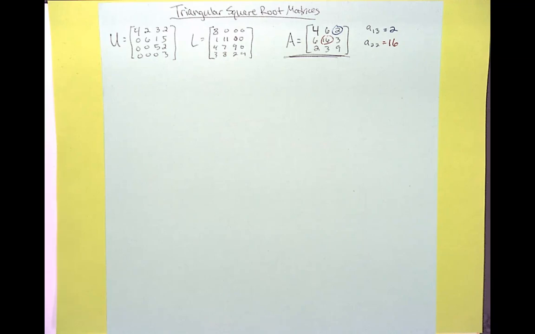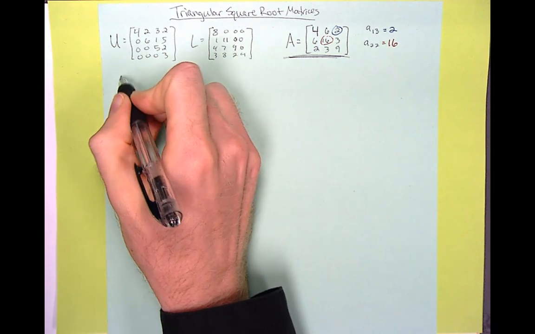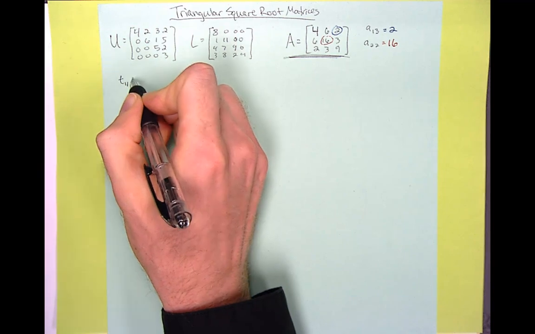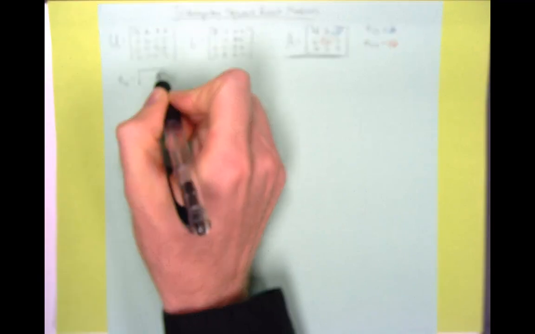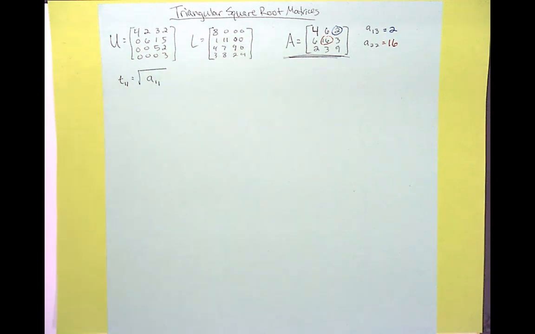So to find the first diagonal element in the triangular root matrix T, we use this formula: T subscript 1,1 is equal to the square root of A subscript 1,1. Once again, that is to find the first diagonal element in the triangular root matrix that we will get, and we will call that T.